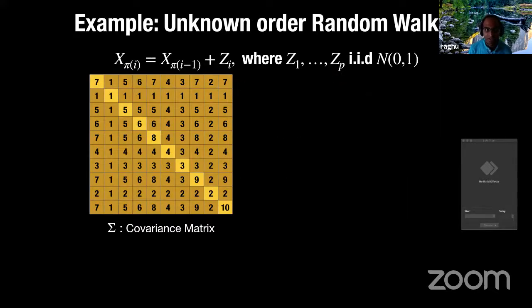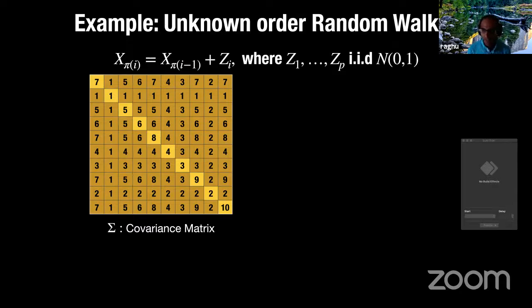Okay, so let's look at an example of what the problem might look like. This is the unknown-order random walk. So suppose there's some hidden permutation pi, and I have the same model as before, but the prefix sums are now computed according to the permutation pi. So you have Z_1 to Z_p, which are IID standard Gaussian, and x_{pi(i)} is x_{pi(i-1)} plus Z_i.